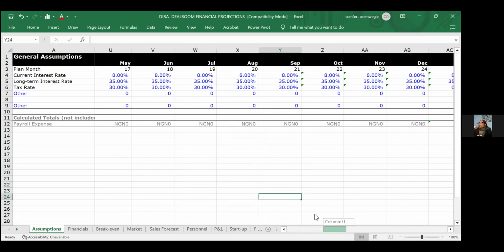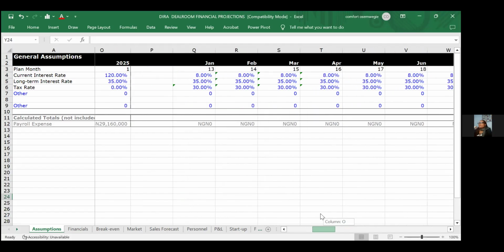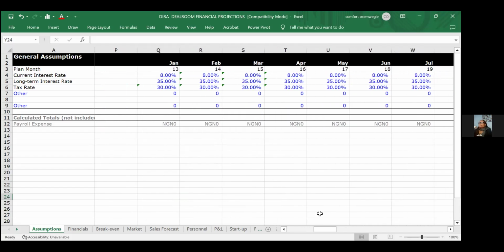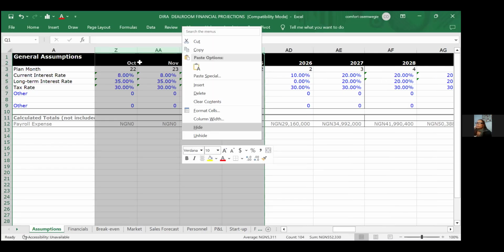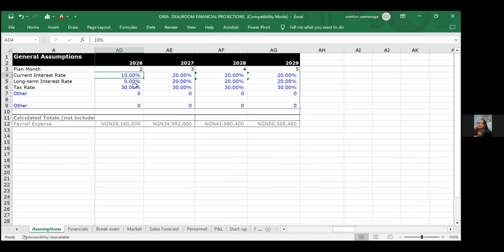So I'm saying that if you don't want to capture 2 years of monthly activities on your financials, you can simply highlight it like I'm highlighting. You don't want to have months of 2025, December, January, February, March. You hide it. And then you input what you want to input for 2026 straight away. You don't want to show monthly. Okay, now I understand.